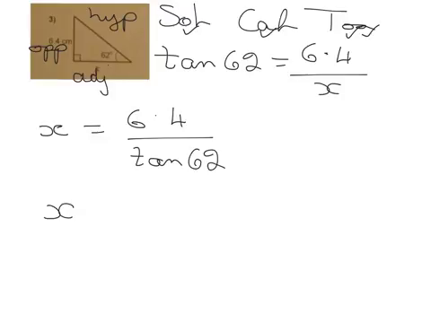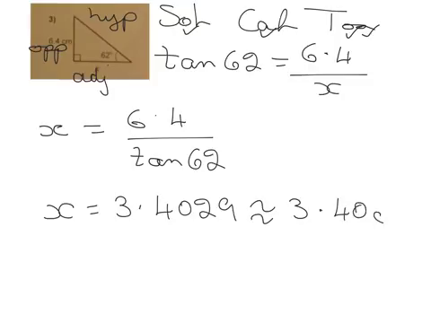So putting that into the calculator gets me x equal to 3.4029. Rounding to 2 decimal places, we are going to have 3.40 centimetres.